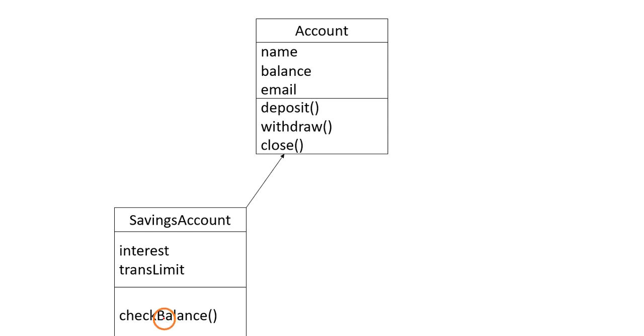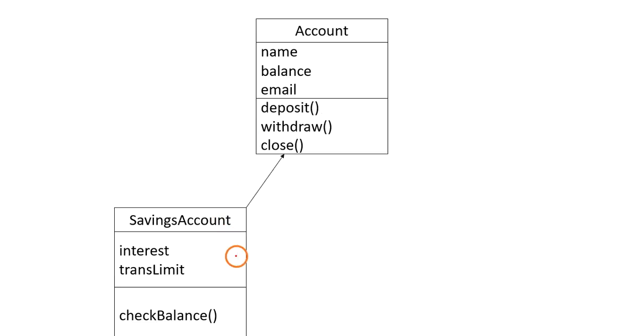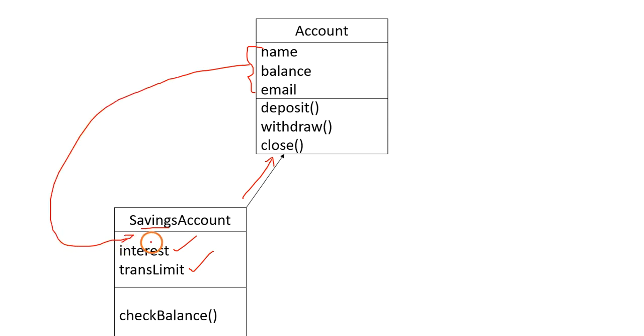Okay, now if you see the definition of inheritance, it is saying that deriving properties and behavior of one class to another class, right? So what is the meaning of this? Even though savings account has only interest and transaction limit, since it is inheriting from the account class, all these three properties are also available in savings account. Even if you didn't create them, they are already automatically available. Similarly, these three methods are also available in savings account.